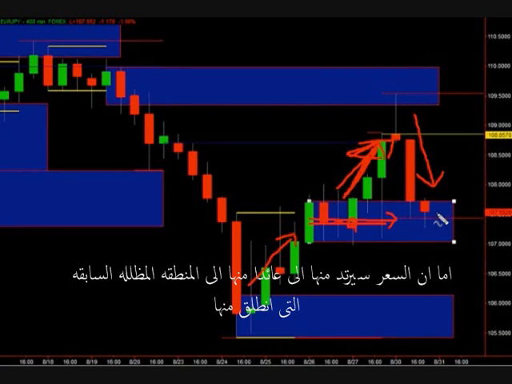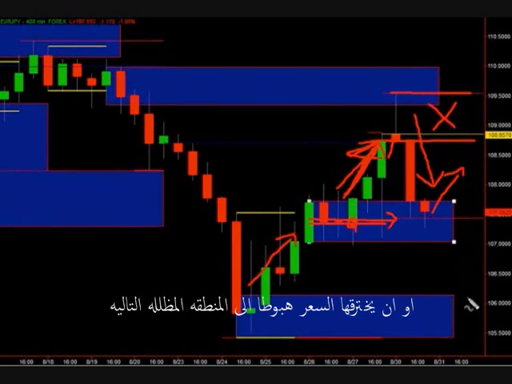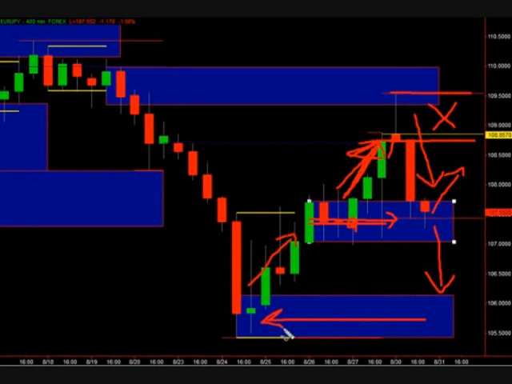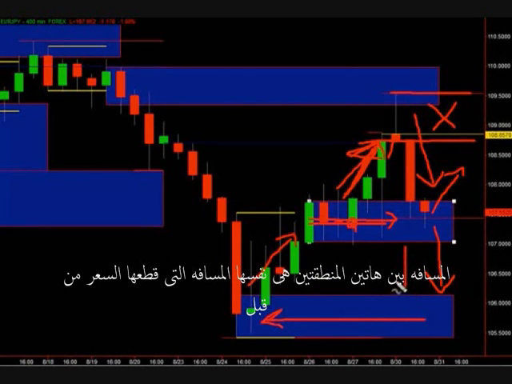It will either react, most likely back up to this next area of interest, where the move down started, back into this newly established area of interest, or price will continue through it, back down to this previously established area of interest. And the distance between those two locations is essentially what you're aiming to trade for.